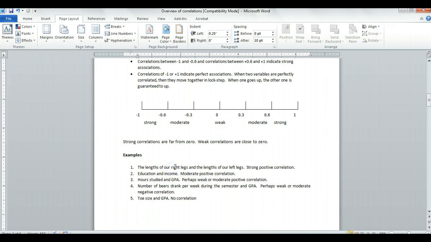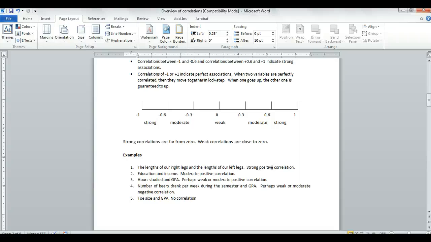Let's think of a first sort of absurd example, the lengths of your right legs and the lengths of your left legs. If we could guess what the correlation there is, it'd probably be pretty strong, maybe close to 1. It might be 0.9 there. Why? Because first of all, direction. As one leg goes up, the other one tends to go up. So it's positive. And it's very rare that you have somebody with a short left leg and a taller right leg.